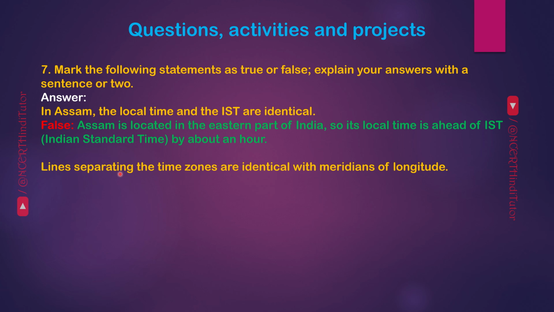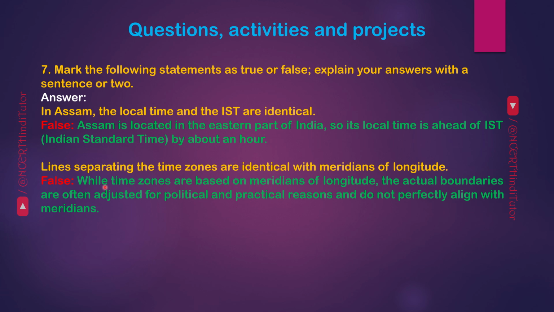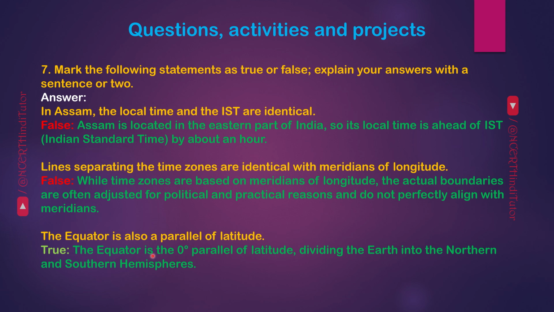Fifth, lines separating the time zones are identical with meridians of longitude. Answer. False. While time zones are based on meridians of longitude, the actual boundaries are often adjusted for political and practical reasons and do not perfectly align with meridians. Sixth, the equator is also a parallel of latitude. Answer. True. The equator is the 0 degree parallel of latitude, dividing the earth into the northern and southern hemispheres.